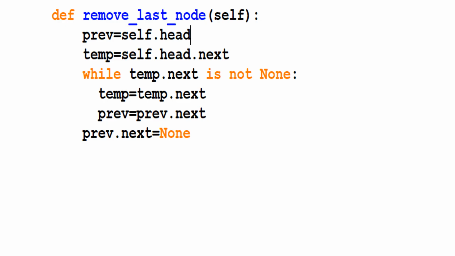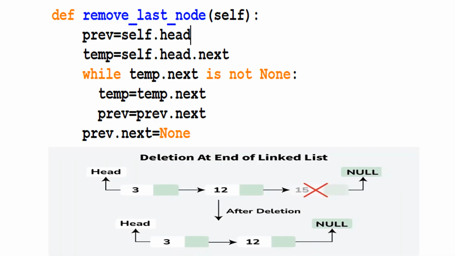For example, 3, 12, 15 are the elements. Now 3.next is the address of 12. 12.next stores the address of 15, and 15.next is null, obviously. Now we need to delete this node. How do you delete? Take a temporary variable and temp.next, and we need to search for the null. If you want to disconnect this node, you need to stop here only, right? This node's next should be null. You need not traverse up to here.